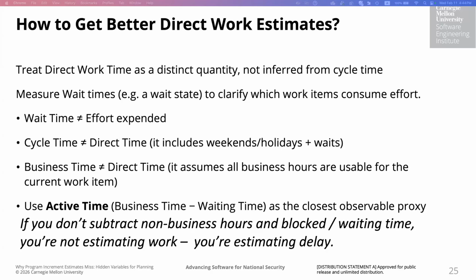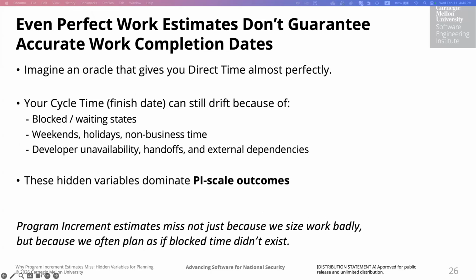And if we want to have an estimate that reflects actual work, we need to explicitly measure or at least approximate the time when the work is not actively progressing, right? So that's why active time, which is the business time minus waiting time, is the closest observable proxy. So the key takeaway is that if you don't subtract the non-business hours and the blocked or waiting time, you are not really estimating work. You are essentially estimating the delay, which are not the same thing.